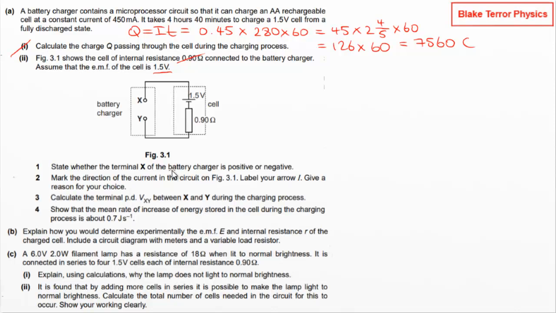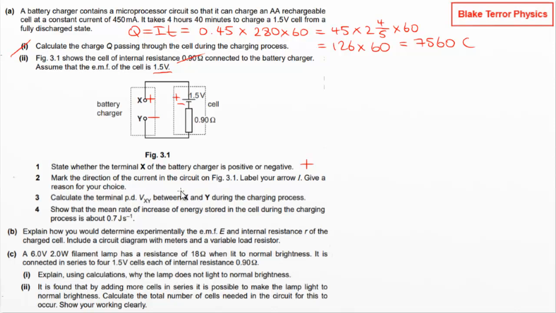State whether the terminal X of the battery charger is positive or negative. Right, so we're putting like poles together here to try and push the positives back onto the positives. We're undoing what has been done previously. So we're going to want to have the positive here matching with a positive there and the negative matching with a negative. So we've got X being positive.